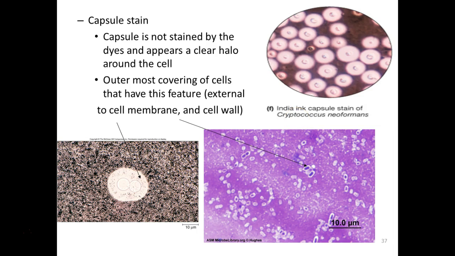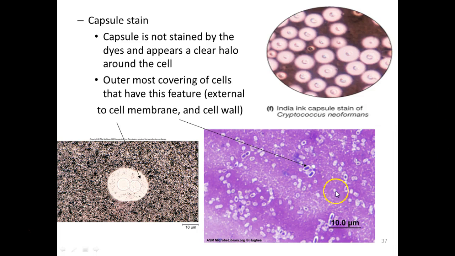So to be able to visualize capsules, scientists commonly will do a special stain referred to as the capsule stain. And that's going to help us visualize the presence of the capsule if it's there. Now, the problem with the capsule is that it's located outside the cell wall, outside the cell, right? So you have cell membrane, cell wall, and then a capsule if a cell has it. Not all cells have a capsule. And it's also not a unique feature to bacteria.